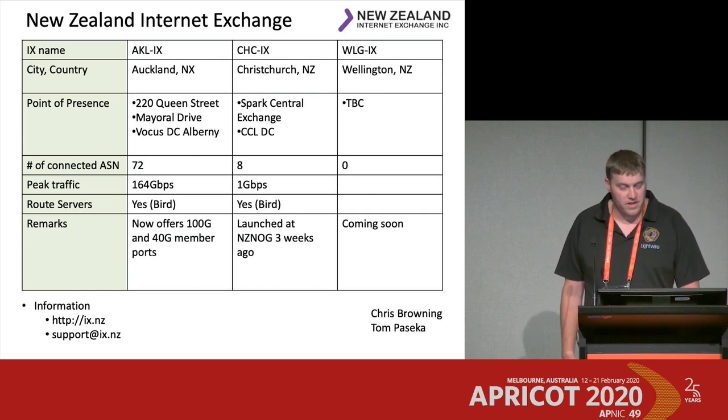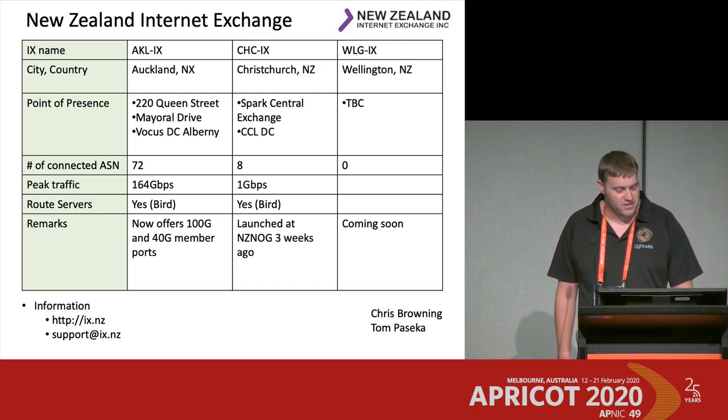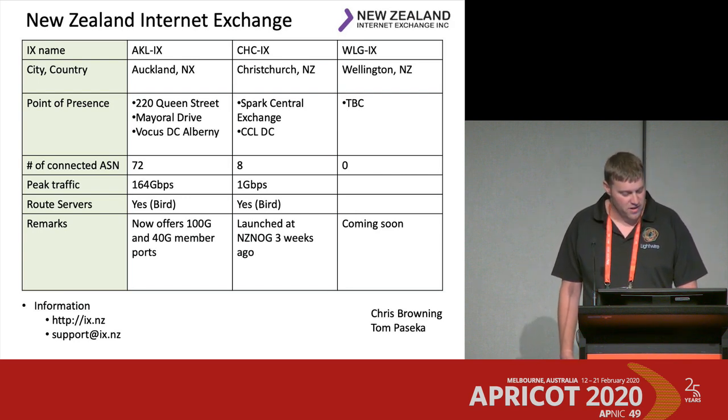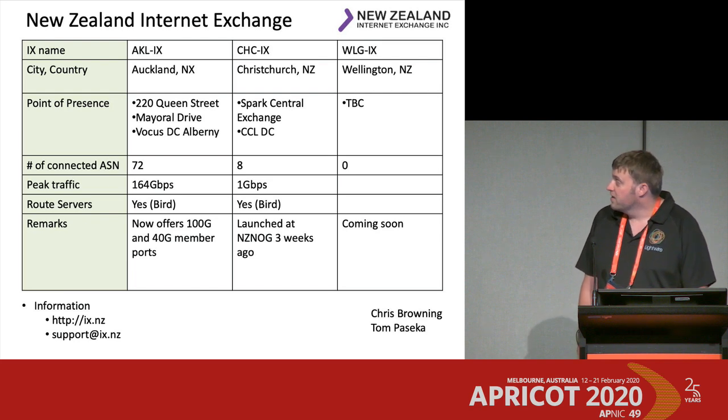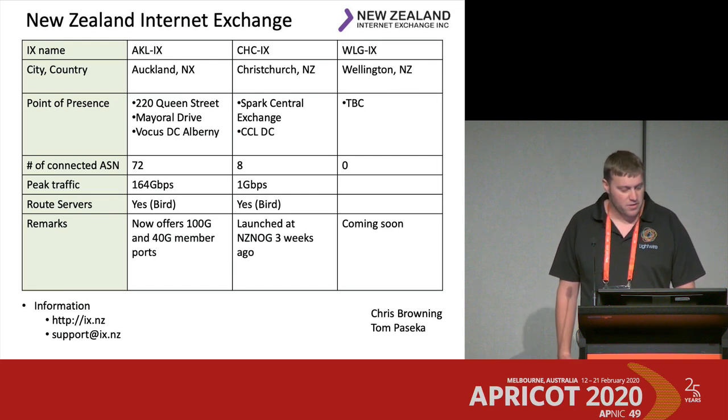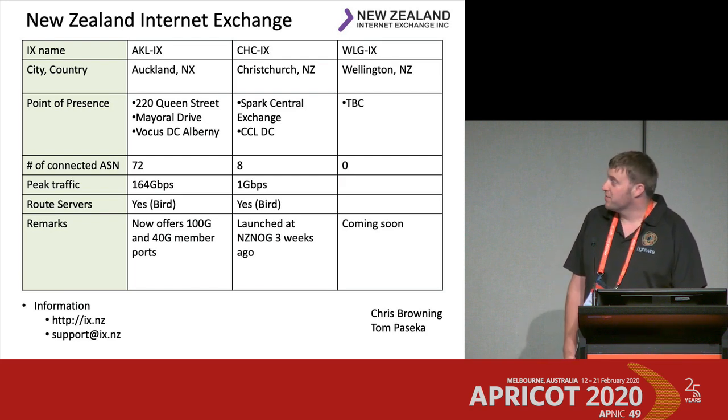Currently, according to PeeringDB, we have 72 peers. Peak traffic is about 164 gigs now. Route servers, yes, two, running BIRD. As of this year, after the Rugby World Cup, we're now offering 100 gig and 40 gig ports to members. Christchurch is very new. It's only got 8 peers on it so far, but that's not too bad for an exchange that's been running for 3 weeks. Traffic profile, I wrote 1 gig there, I'm being nice. It's not quite up to a gig yet, but it's very new. And we've got some content providers coming soon, hopefully.